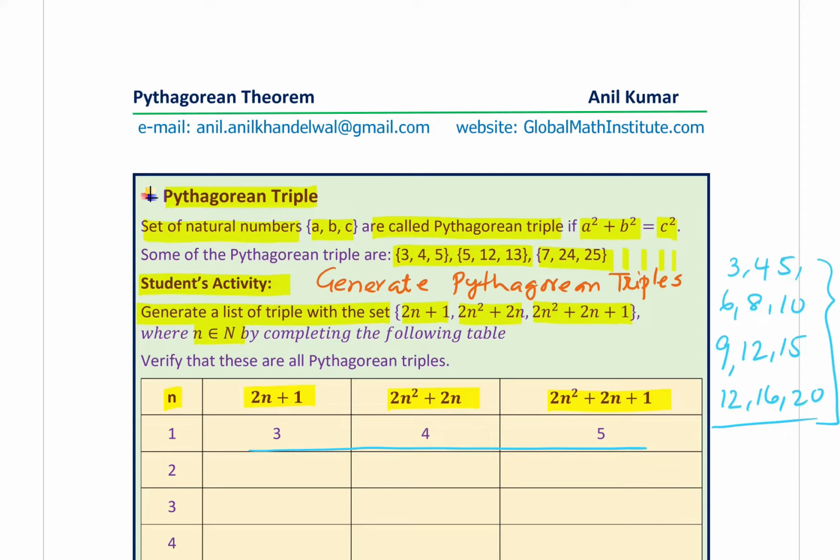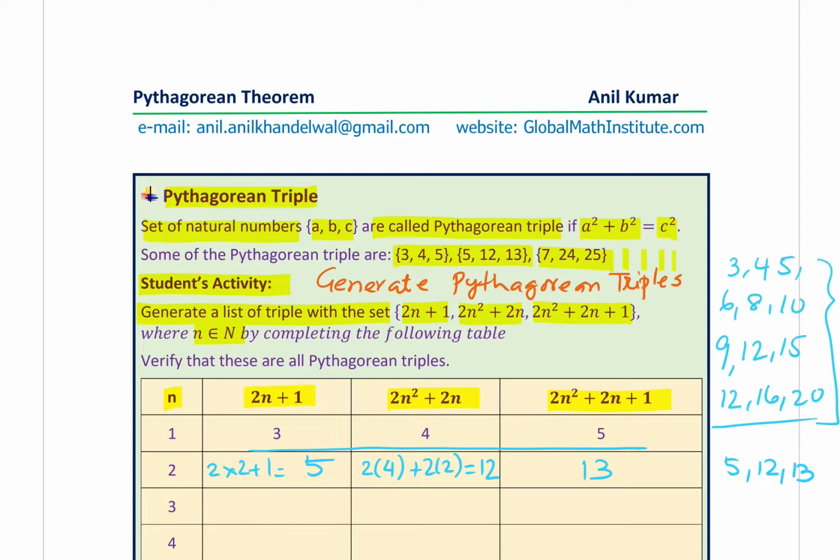So if I write a value of 2 here, in that case 2 times 2 plus 1, which is what? 4 plus 1 is 5, right? Now here we get 2 square, that means 2 times 2 square is 8, plus 2 times 2, which is 4. So 8 plus 4 is 12, right? So this is equal to 12. And this is actually one more, so that will give you 13. So the next triple which I have got here is 5, 12, and 13. Correct?